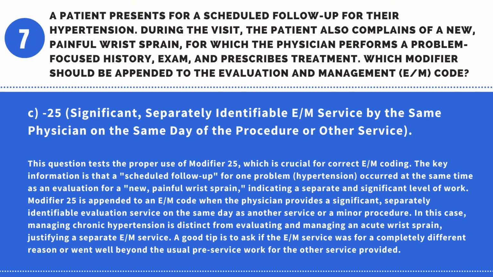Modifier 25 is appended to an E/M code when the physician provides a significant, separately identifiable evaluation service on the same day as another service or a minor procedure. In this case, managing chronic hypertension is distinct from evaluating and managing an acute wrist sprain, justifying a separate E/M service. A good tip is to ask if the E/M service was for a completely different reason or went well beyond the usual pre-service work for the other service provided.